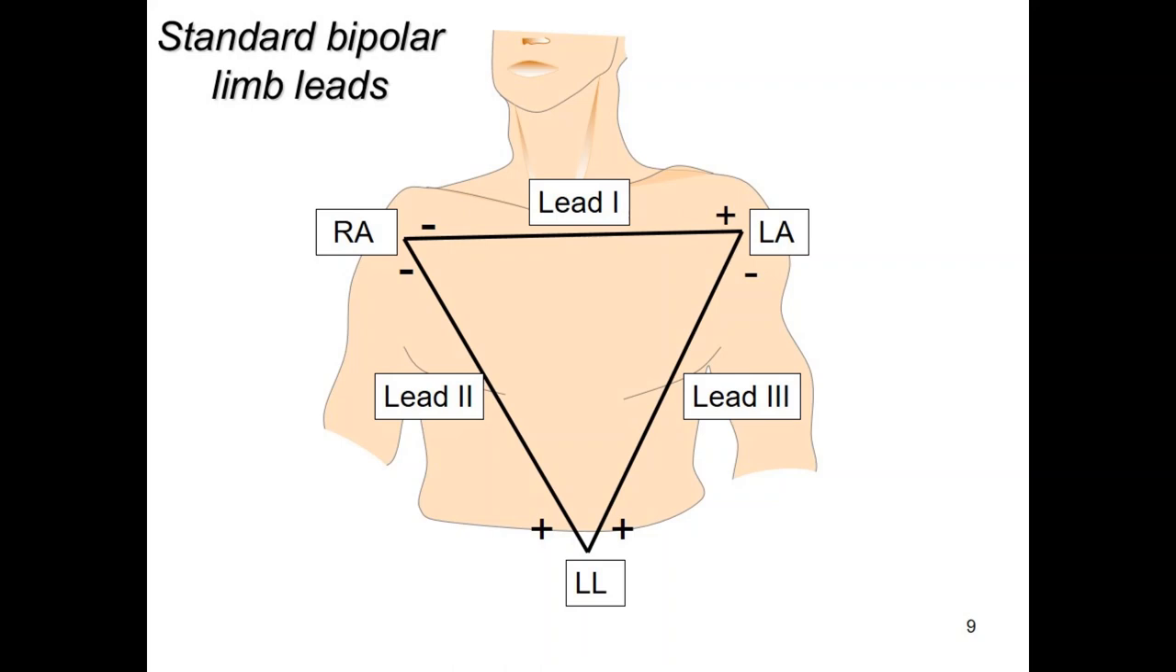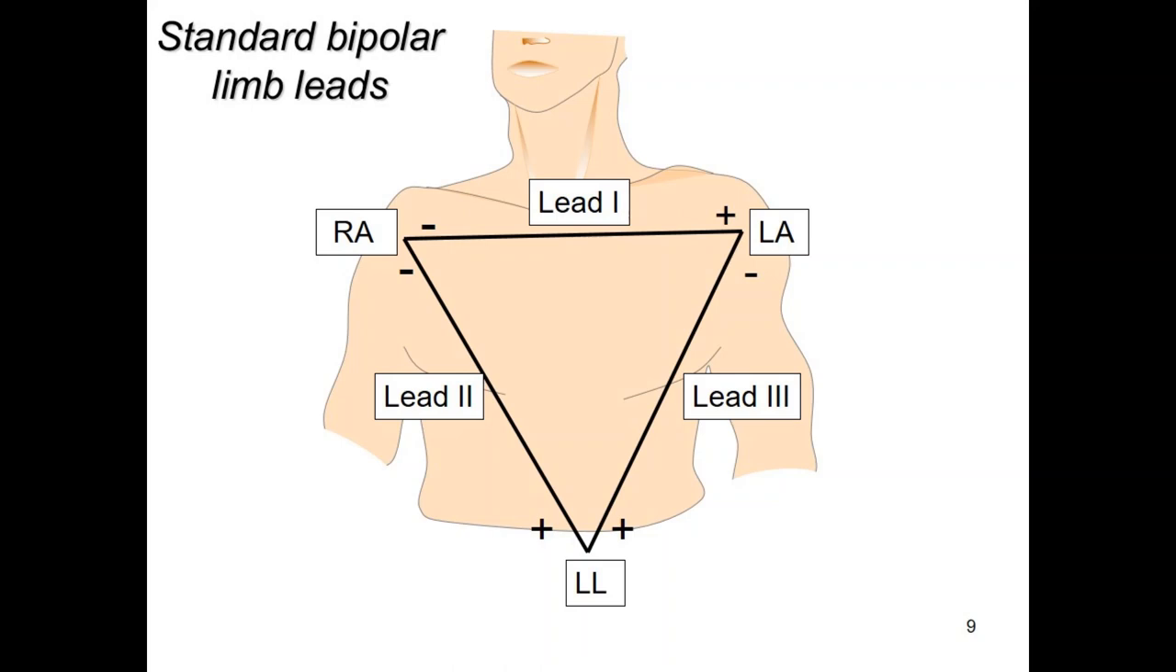Lead two is between the right arm and left leg. So left leg positive, right arm negative. You connect the left leg to the positive and the right arm to the negative end. This forms lead two. For lead three, left leg is positive, left arm is negative. This is how you connect lead three. Left leg positive, left arm negative.